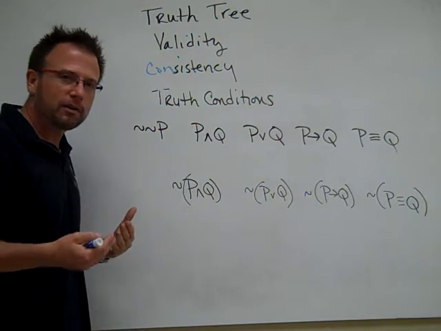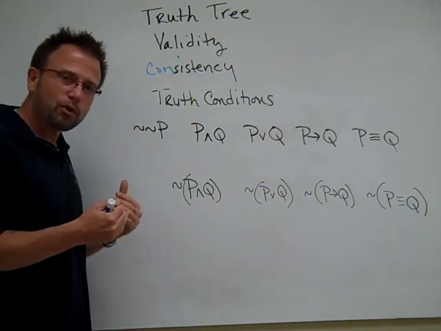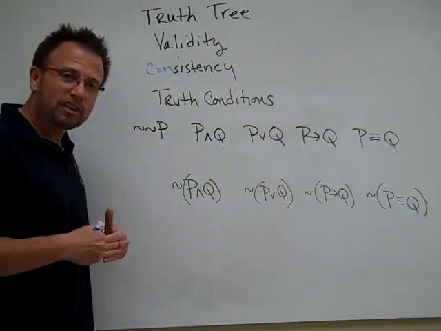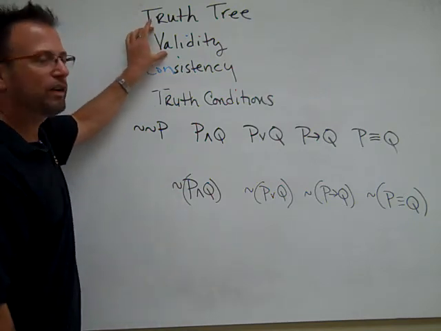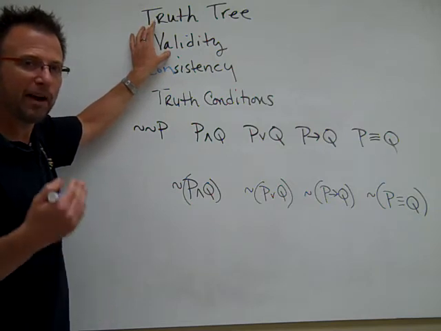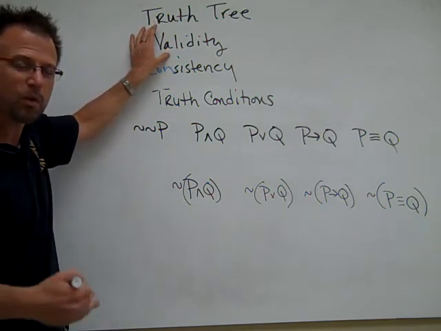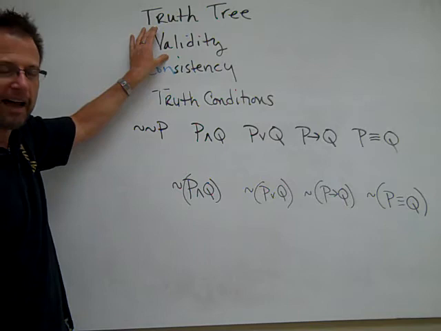If it's possible for the assertion of the premises as true and the negation or denial of the conclusion to be true at the same time, then we've shown that the premises can be true at the same time as the conclusion is false. We've shown the argument to be invalid.